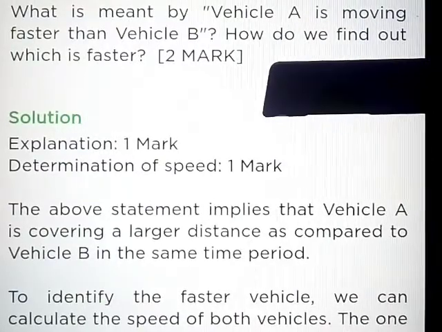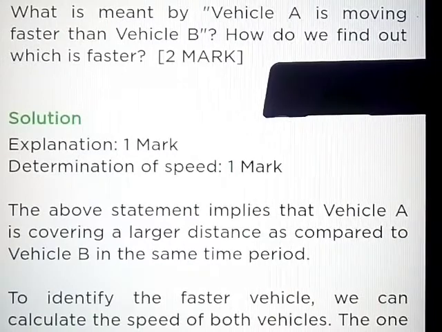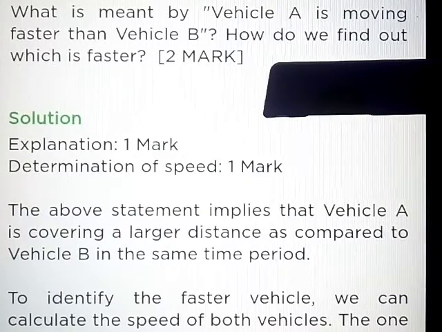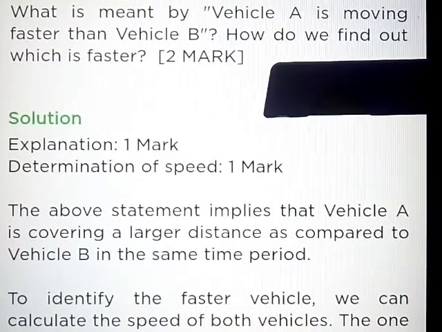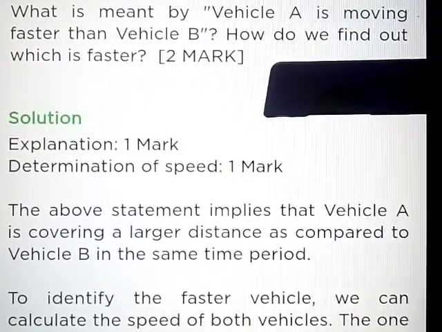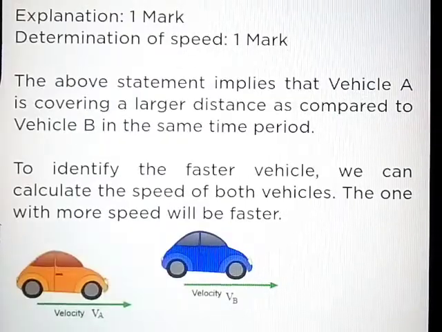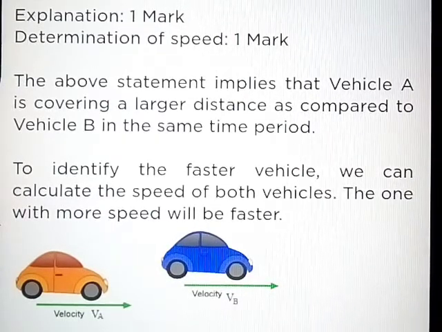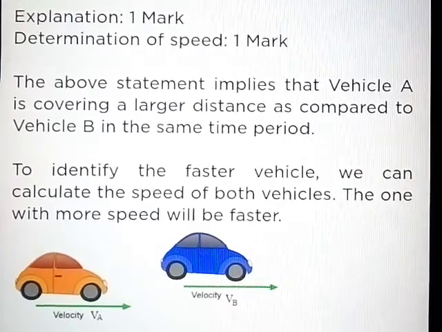Question number 2. What is meant by vehicle A is moving faster than vehicle B? How do we find out which is faster? Answer. The above statement implies that vehicle A is covering a larger distance as compared to vehicle B in the same time period. To identify the faster vehicle, we can calculate the speed of both vehicles. The one with more speed will be faster.